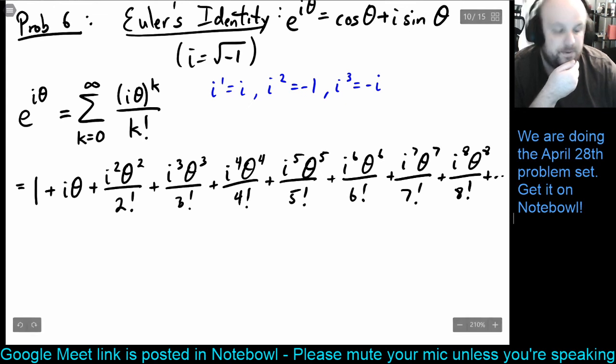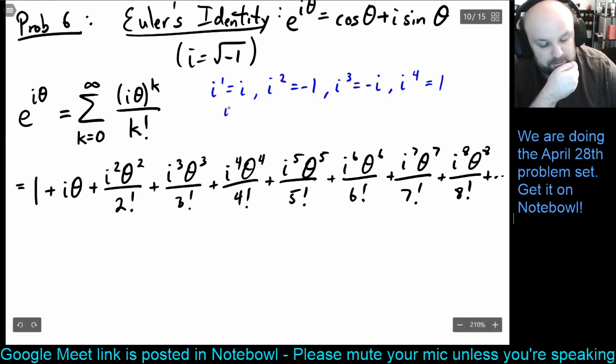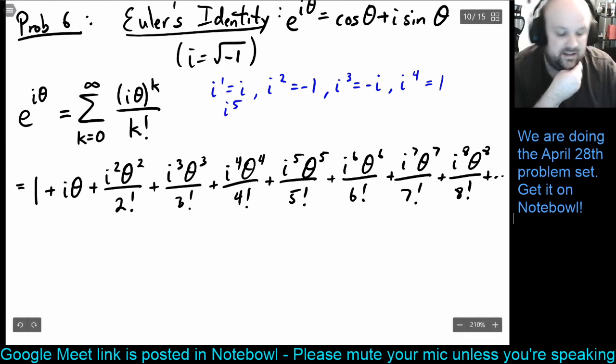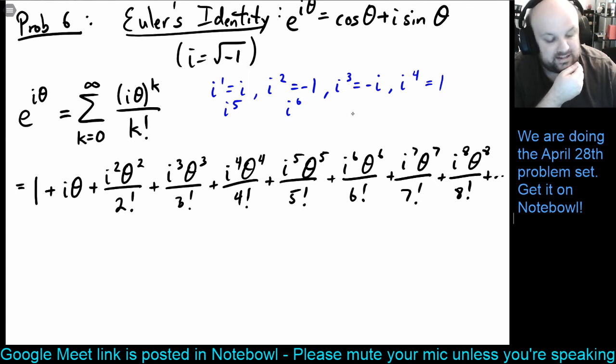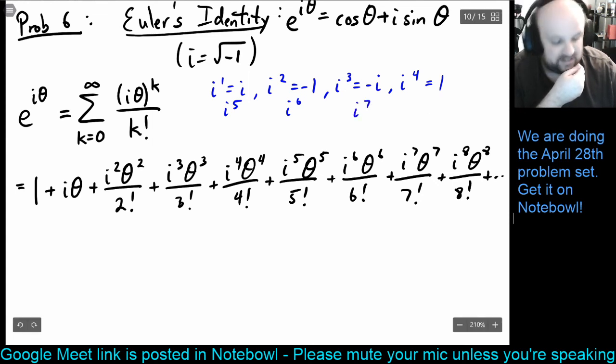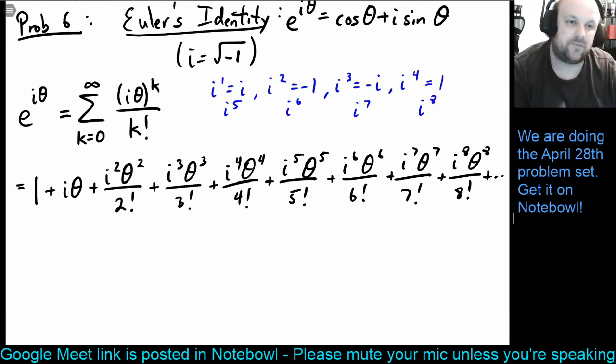And that means i to the fourth power is going to be -1 times -1, so it's just 1. So then i to the 5th power is just i. i to the 6th power is -1. i to the 7th power is going to be -i. And you get this kind of repetition here, this cycle of 4 that goes on.